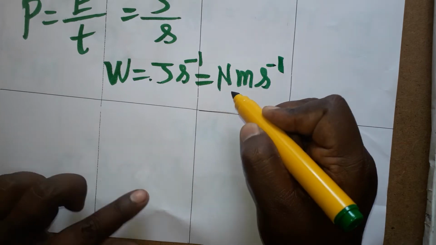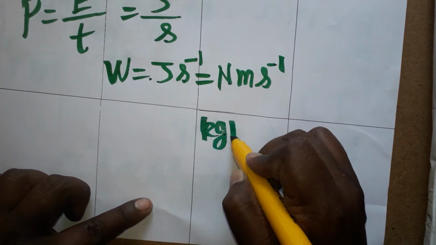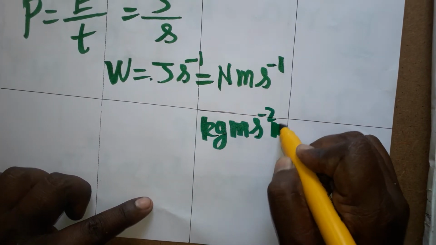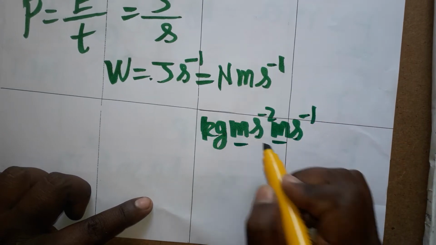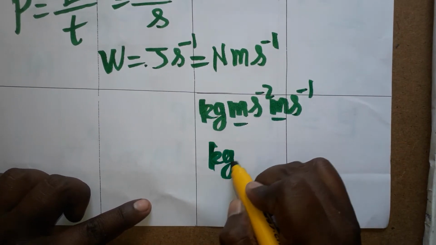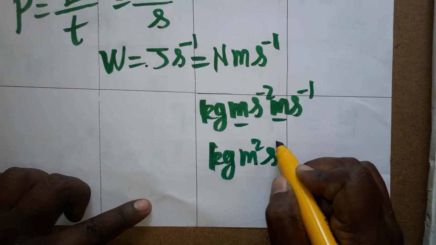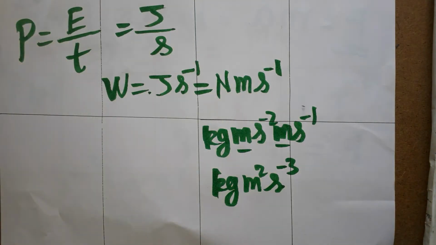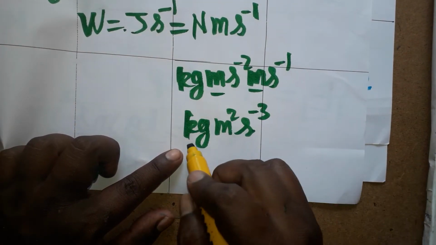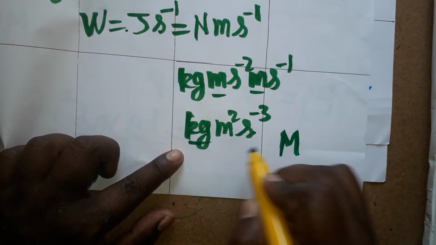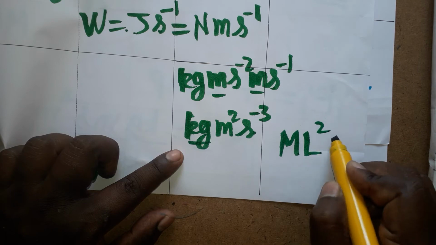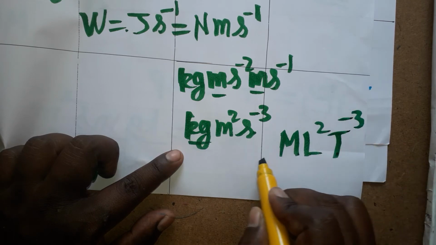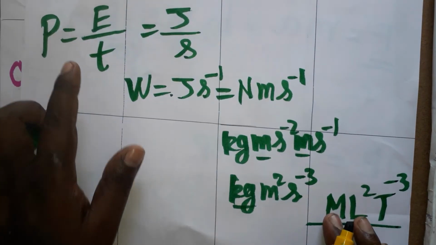What is a Newton? Newton is a force unit, which we already know, kg meter second minus 2, into meter second minus 1. Meter times meter gives meter square. So kg meter square second minus 3. So we get the dimensional formula: for kg M, length L square, time T minus 3. This is the dimensional formula for power.